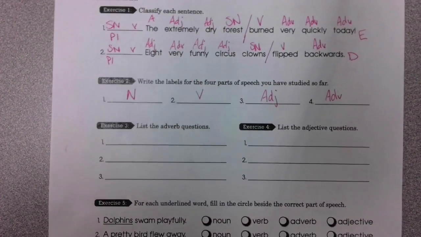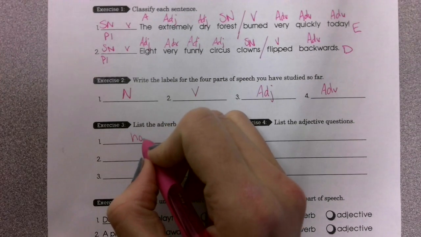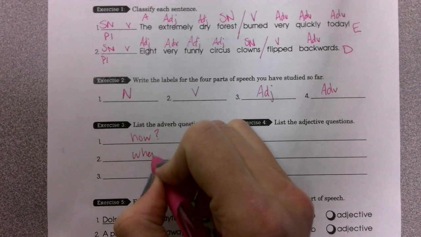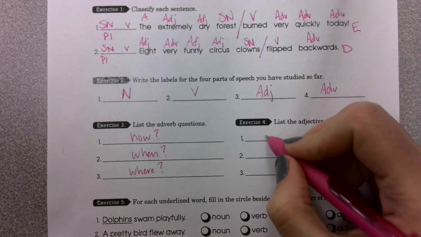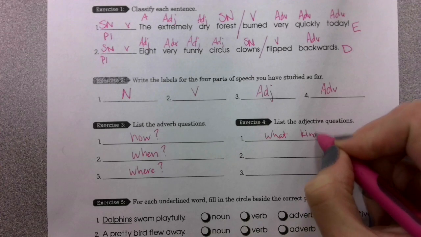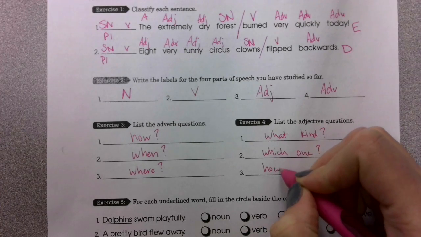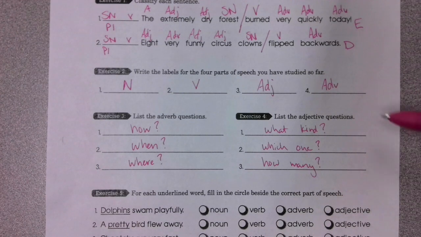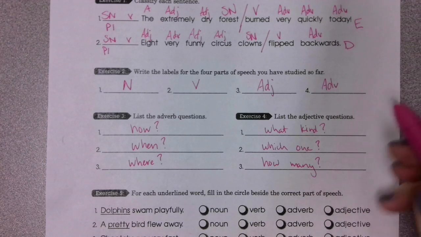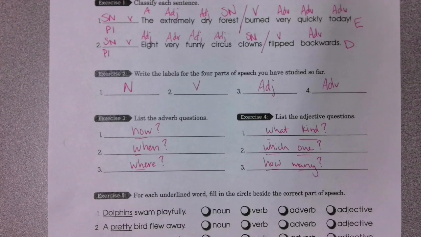Okay? Think about our jingles now. What are the adverb questions? An adverb says how, when, where. An adjective asks what kind, which one, and how many. All right, go ahead, pause it there if you're not done writing that down. Adverb: how, when, where. Adjective: what kind, which one, how many. Notice these all have 2 words, what kind, which one, how many. Notice these just have 1 word. That's one way that you can remember those.